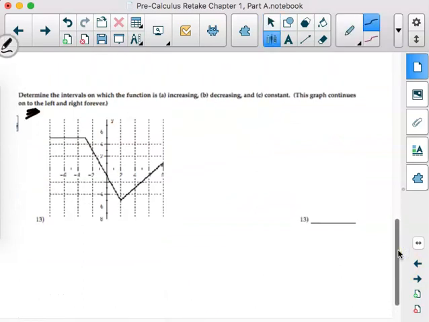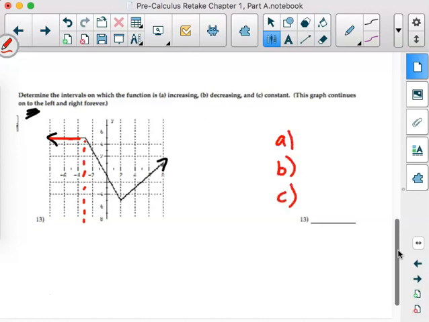All right, determine the intervals on which the function is A, increasing, B, decreasing, and C, constant. The graph continues on to the left and right forever. So when we're talking about intervals, remember that we never use square brackets. It's always going to be the parentheses that we use for this. And this has arrows. Actually, on the test, we put those on there. There we go. And I can see that it's going to be a horizontal line, or constant, from negative infinity up to negative 3.